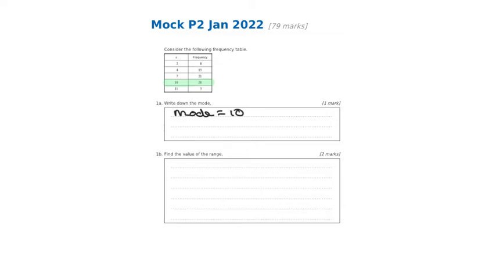1b. Find the value of the range. Well, the range is the maximum value minus the minimum value, which in this case is 11 minus 2, which is 9.